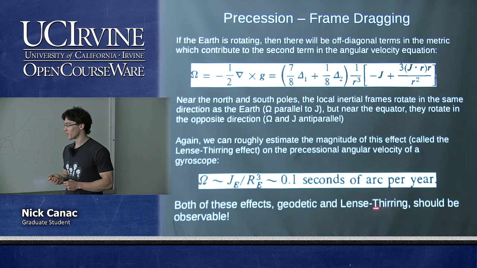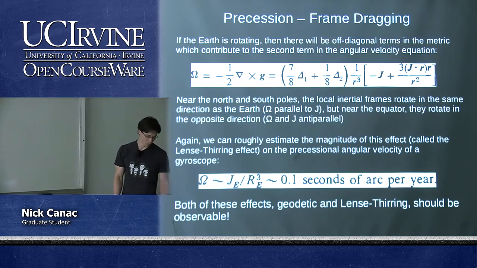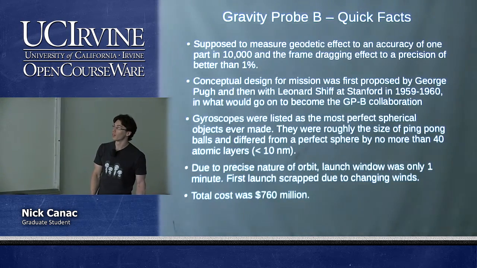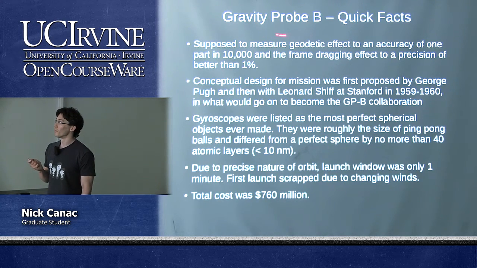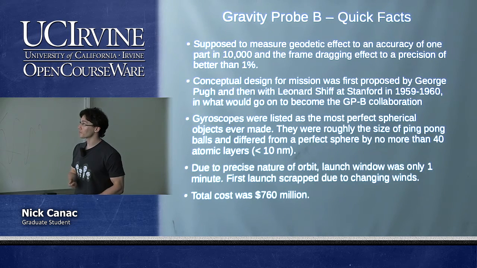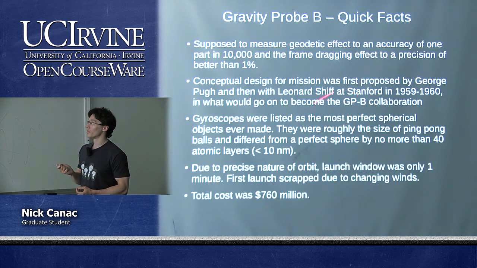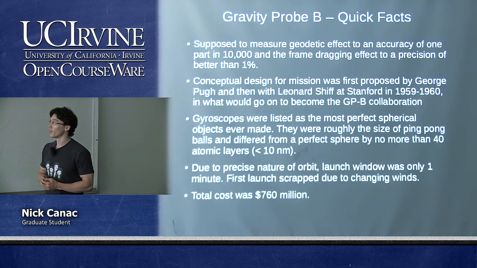Some people back in 1960 realized that both of these things should be observable, and that we can construct an experiment to try and test general relativity. That experiment would become what's called Gravity Probe B. It was supposed to measure the geodetic effect to 1 part in 10,000 and the Lense-Thirring effect to 1%.